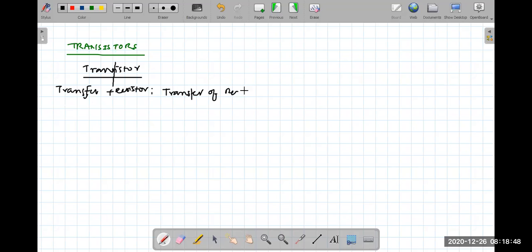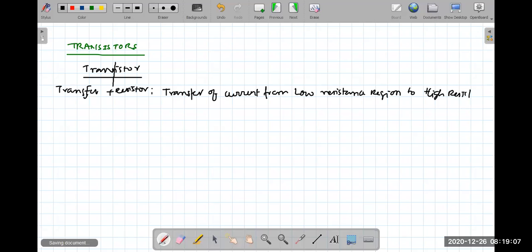It actually means transfer of resistance, transfer of current from low resistance region to high resistance region. Transfer of current. Somehow, how we are doing that is what we need to find. But overall, the output is that we'll be transferring a current from low resistance region to high resistance region. Understood? Low resistance to high resistance. So that's how the name transistor was framed.